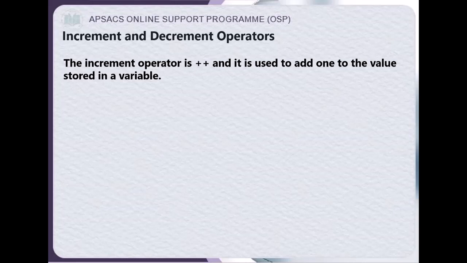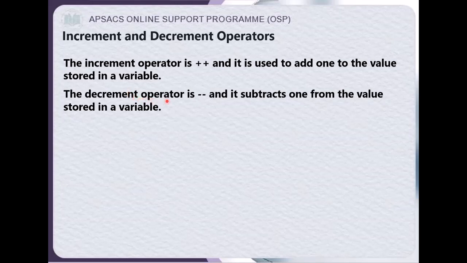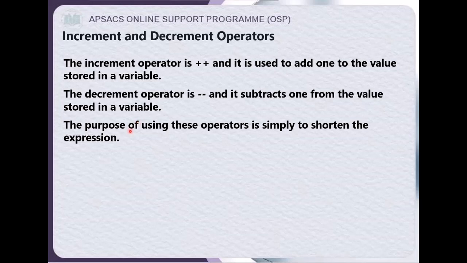Increment and decrement operators. The increment operator is plus plus and it is used to add 1 to the value stored in a variable. The decrement operator is minus minus and it subtracts 1 from the value stored in a variable. The purpose of using these operators is simply to shorten the expression.